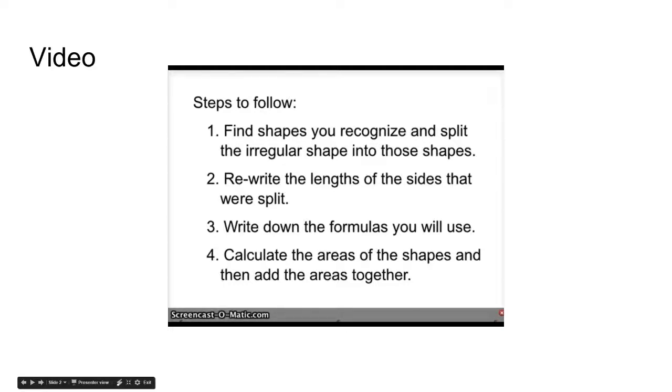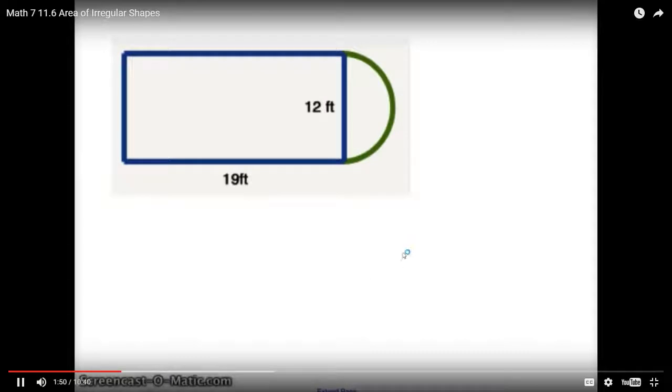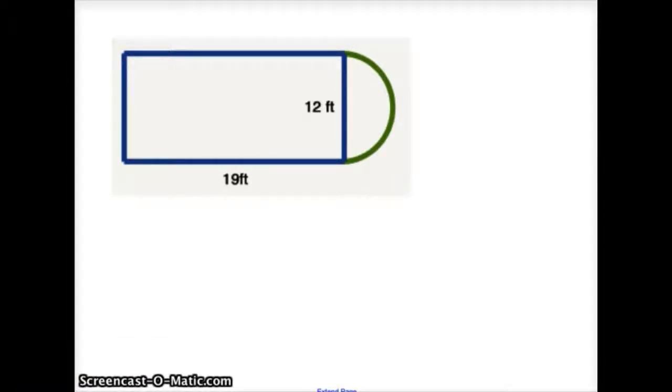So we're going to do 3 examples. The first example is an irregular shape that looks like we have a rectangle and a half of a circle. So my rectangle is blue and the half of the circle is green. So we're going to write the formula for the rectangle or the parallelogram, base times height, in blue. We're going to write the area formula for the circle in green because the circle is green. So pi r squared.